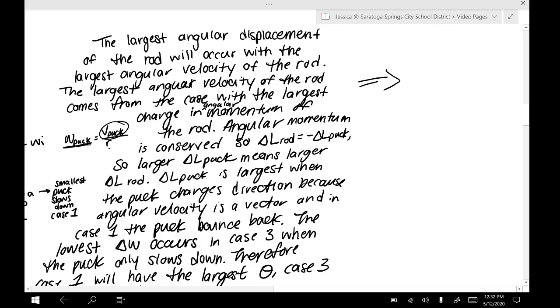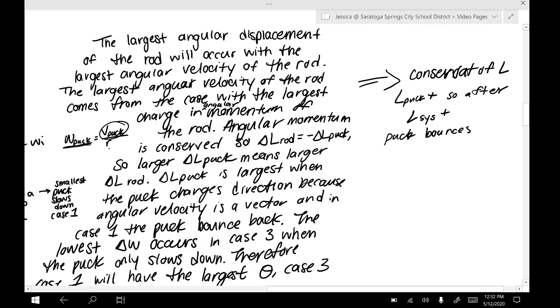we've also talked about a conservation of angular momentum, in the sense that initially the angular momentum of the puck was positive. So after, the angular momentum of the system still must be positive. Okay? When the puck bounces, that creates a negative angular momentum of the puck, which means the rod must have a really big forward positive momentum to keep the momentum of the system positive.